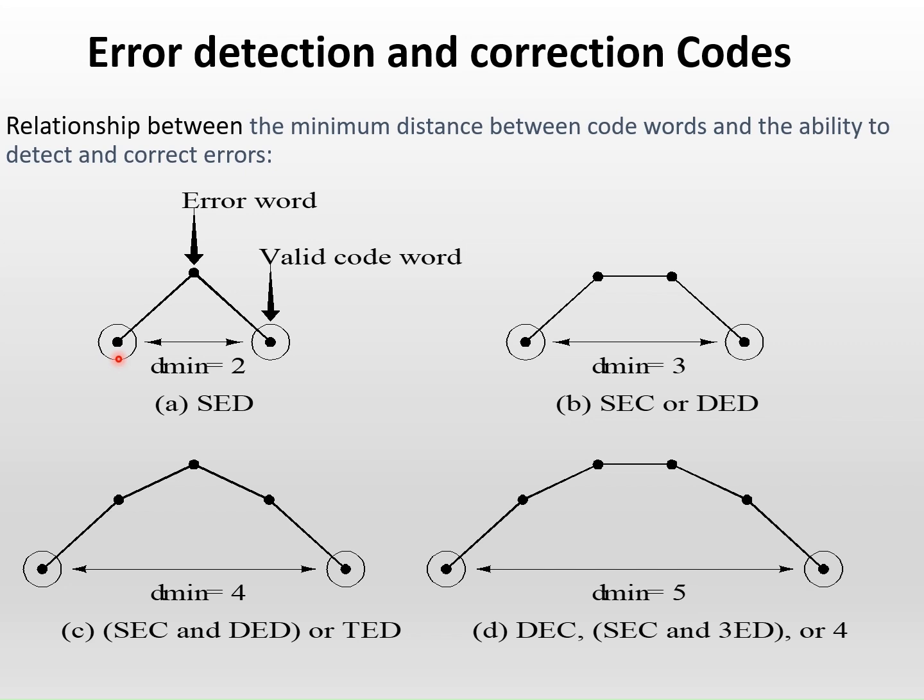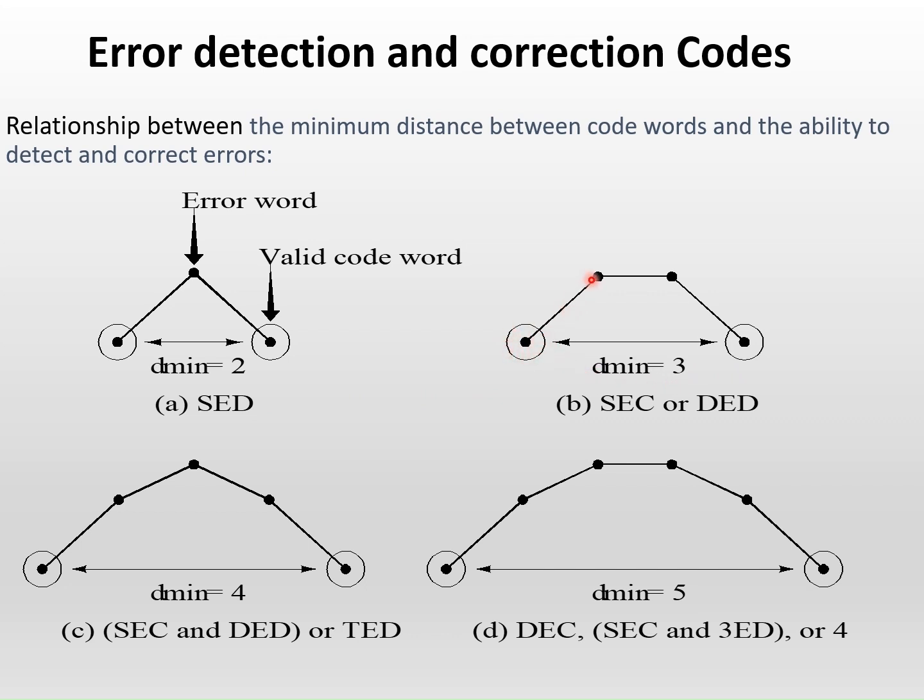Suppose this circle is a valid code word and this is a valid code word. And just by altering one, you are getting an error word. So if that error happens, you know that error is there, but you do not know which way to correct it, to make this one to left code word or to the right code word. So if d minimum equal to 2, you can only do single error detection. No correction is possible. Now, if D minimum is 3, you will see valid code word.